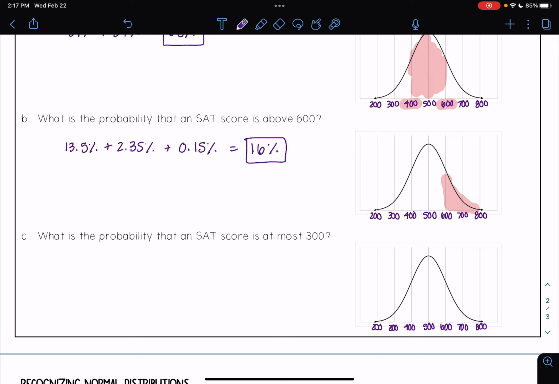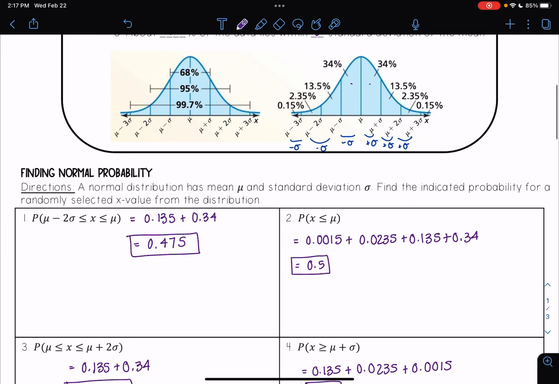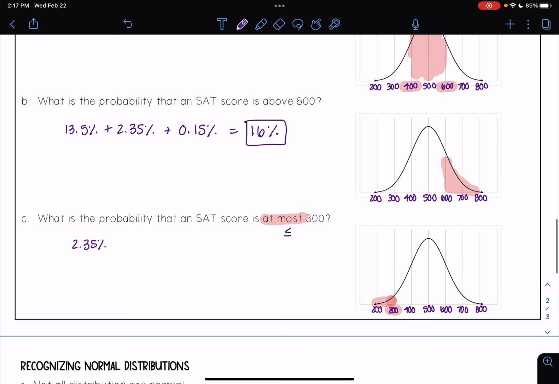Okay, and then the last one says, what is the probability that an SAT score is at most 300? So here, the keyword is at most. That means I'm looking at less than or equal to 300. So I want to go to 300. It's right here. So I'm looking at everything less than or equal to that. So it's going to be 2.35%. Let me see in that graphic up here that those last two are 2.35% and 0.15%. And when you add those, you get 2.5%.